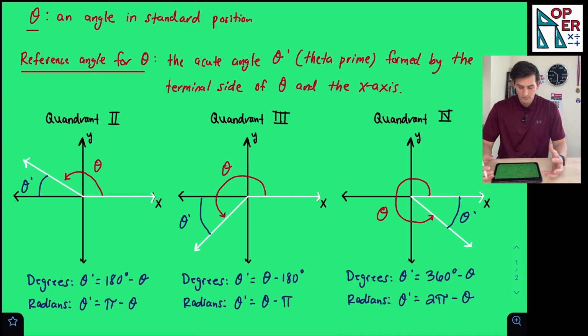For quadrant 3, we would do the opposite of that, because now we are past 180 degrees. We take our angle measure in standard position, theta, subtract 180, and that gives us our reference angle theta prime. In radians, we would take our angle measure and subtract pi. Lastly, for quadrant 4, if we go all the way around, that would be 360 degrees, so we do 360 degrees minus theta to get theta prime. In radians it would be 2 pi, so we do 2 pi minus theta to get theta prime, our reference angle.